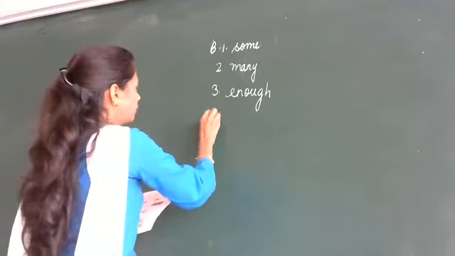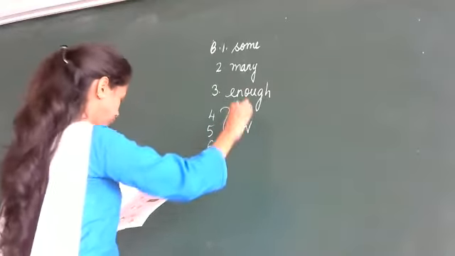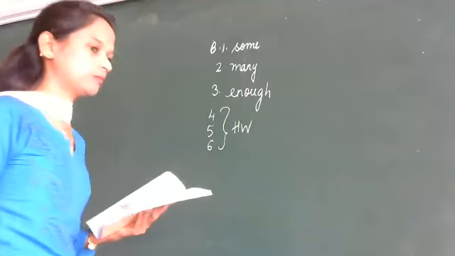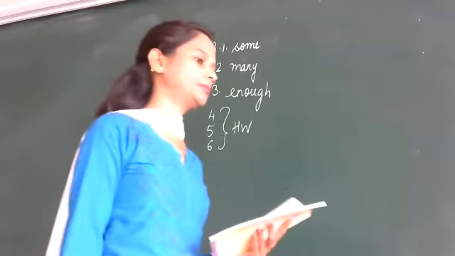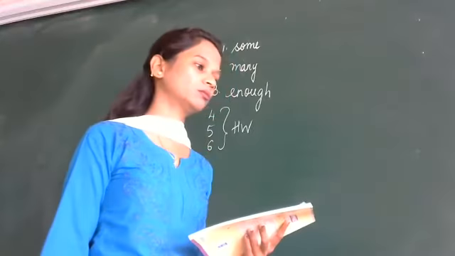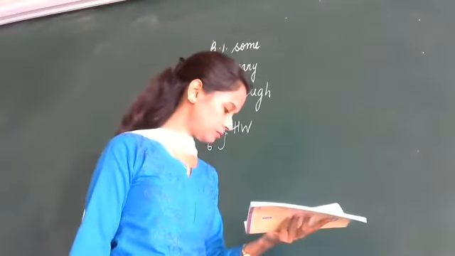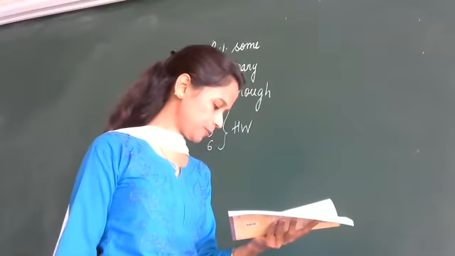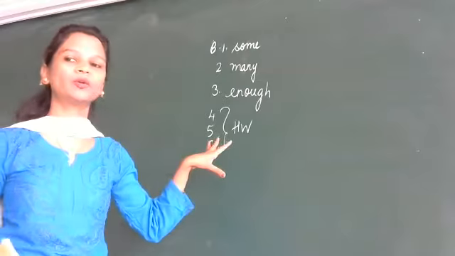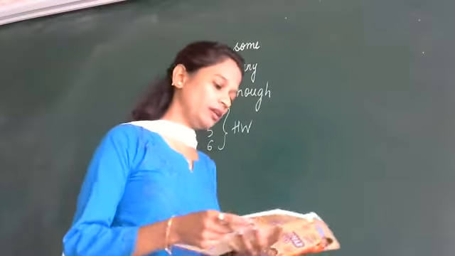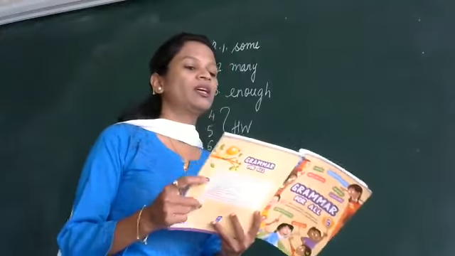Now 4, 5, 6. Put a bracket and write HW. Whoever said of you for the fourth one is wrong. Less. Yes, less. Okay. Now number 4, 5, and 6, you are going to do it as your homework. Next, page number 19. Pay attention.